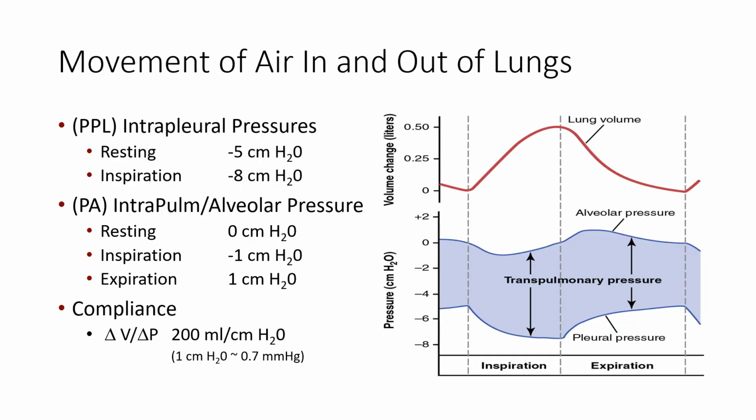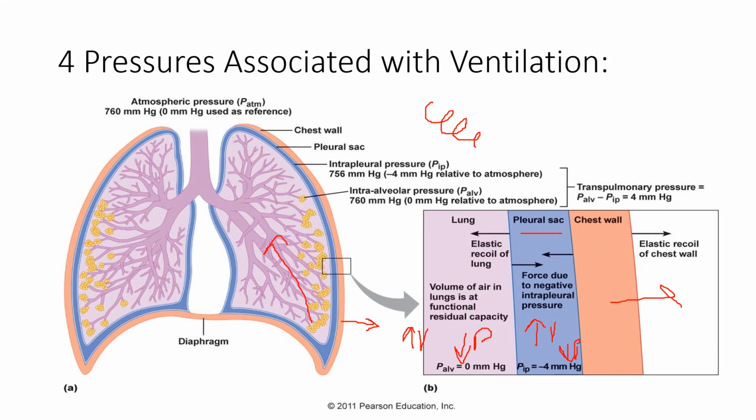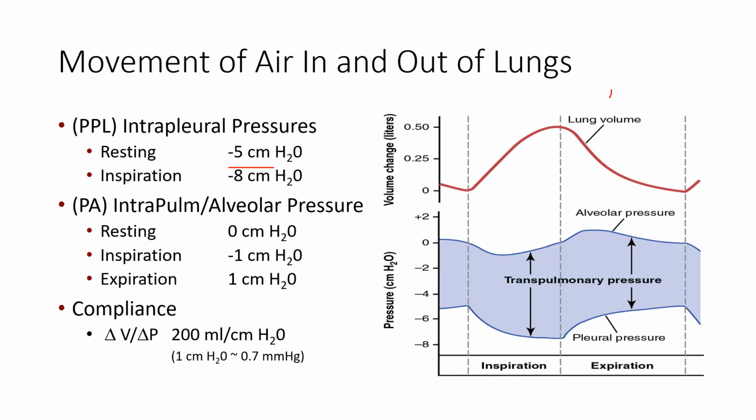I think one of the easiest ways to look at this is this little image here. Under resting conditions, in the intrapleural space, these are relative to atmosphere, so it's -5 centimeters of water, or millimeters of water. For reference, millimeters of water versus centimeters of water, it's about 0.73 centimeters of water per millimeter of mercury.